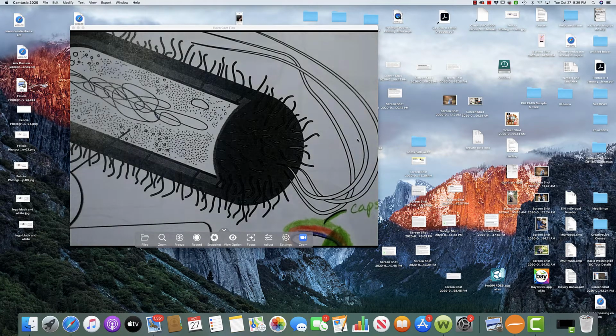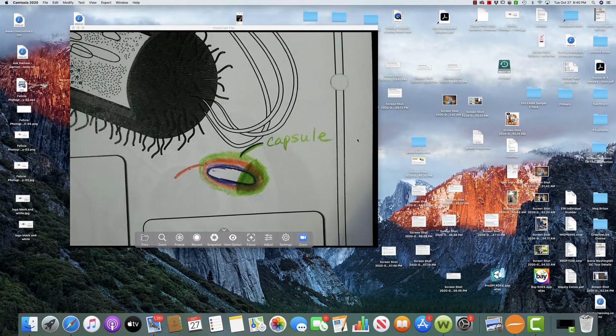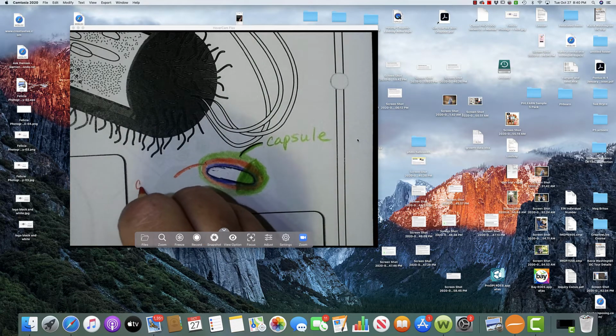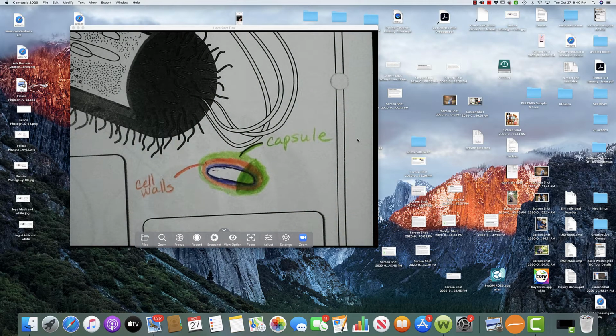Okay, then the orange part is actually our cell wall. Now, cell walls are not just unique. Oh, it would help if you could see it. Cell walls are not unique to bacteria because plant cells also have cell walls. Okay, cell walls are extra protection, help maintain the shape of the bacterium, and prevent dehydration. And then finally, we also have the blue part, which is called the cell membrane.